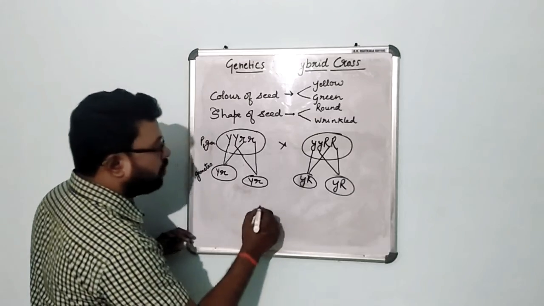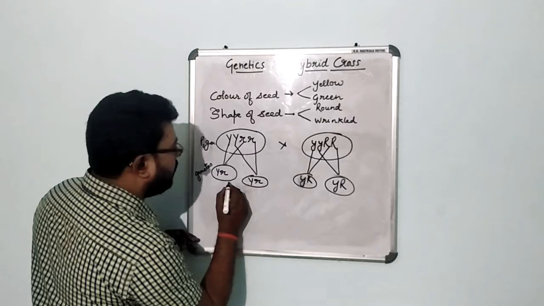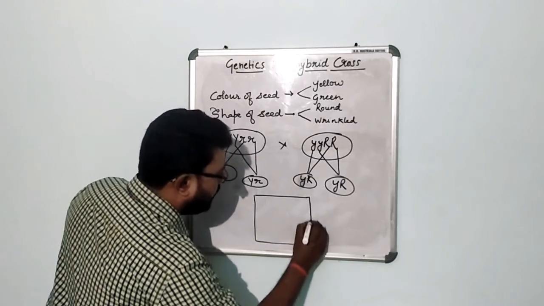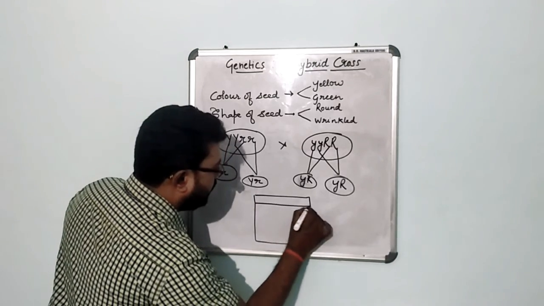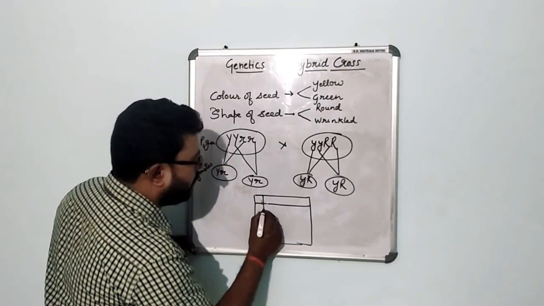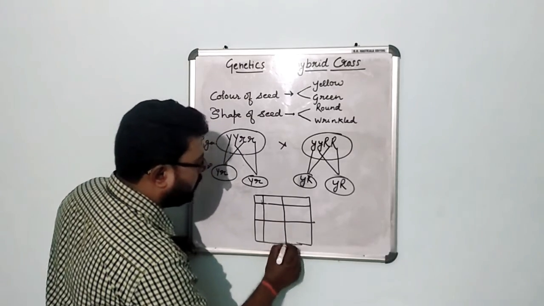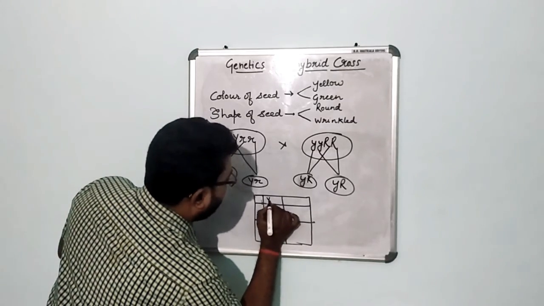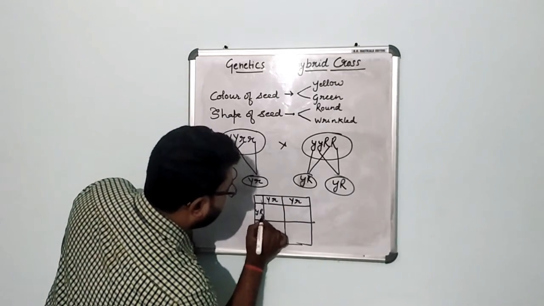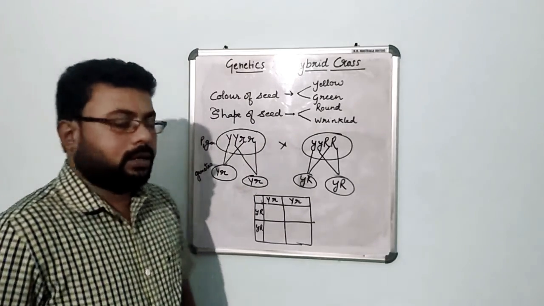So either you can make a Punnett square to do the crossing, you know what to do in the Punnett square, but here I am not making the Punnett square, or wait, let's make it, because in this dihybrid cross it's better that you make a Punnett square and show the crossing. And again I don't have to explain the Punnett square because I have already explained it in my previous videos. So please, I don't want to extend this video unnecessarily, so that's why I am not explaining the things that I have already explained in my previous videos.